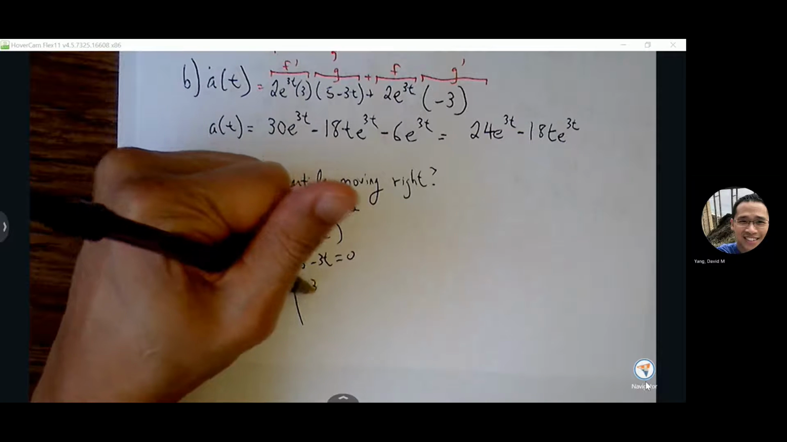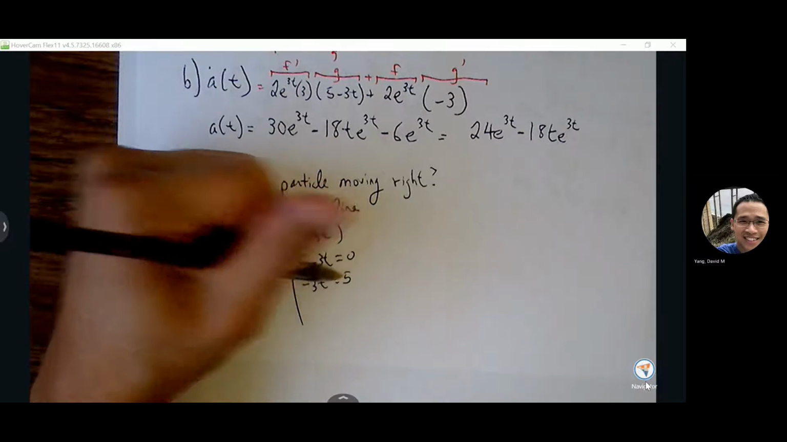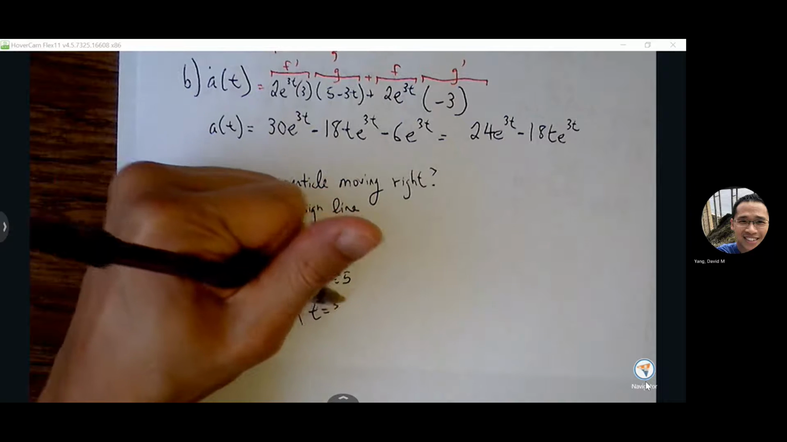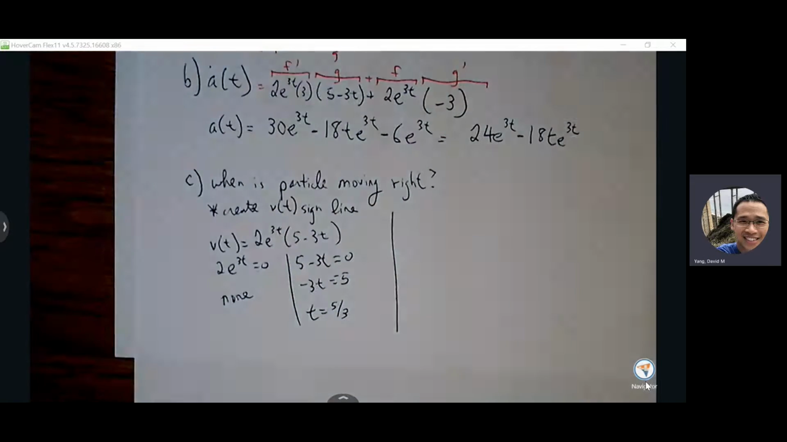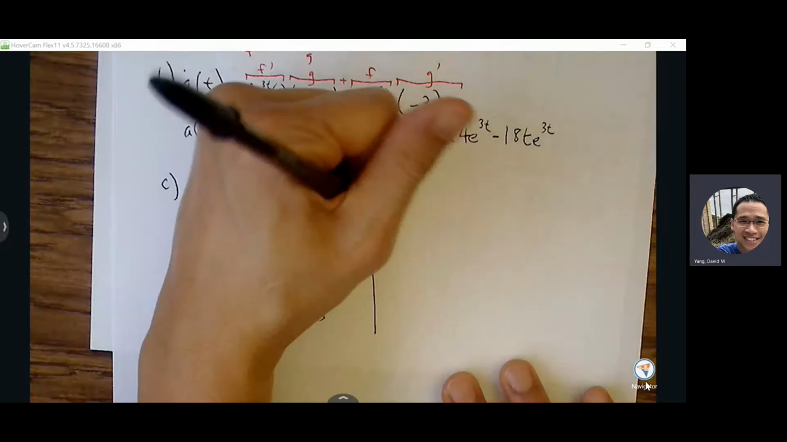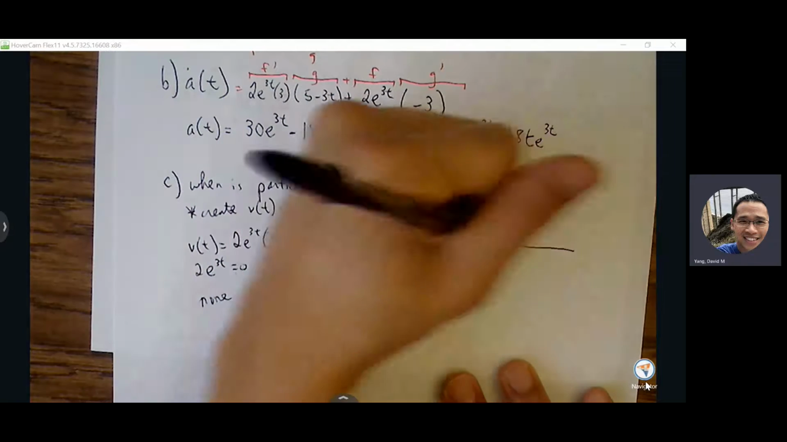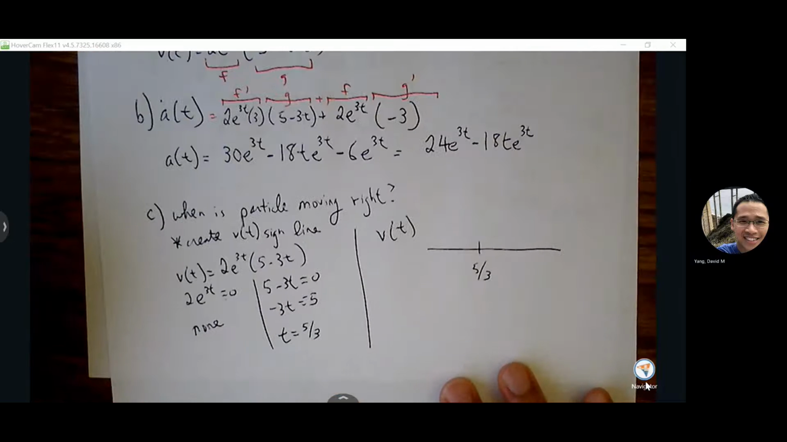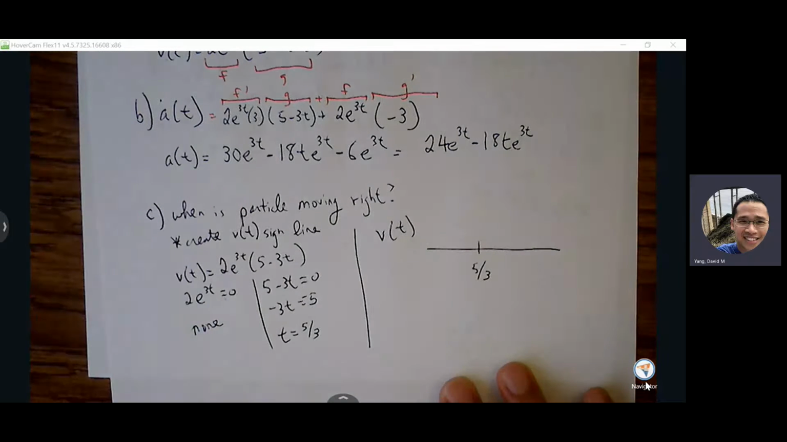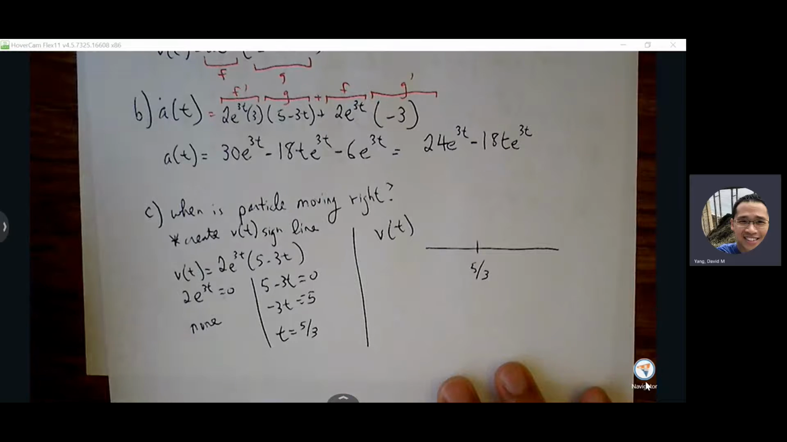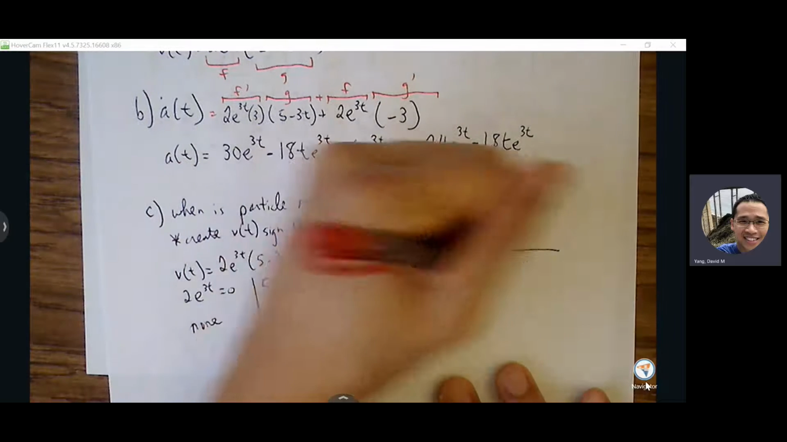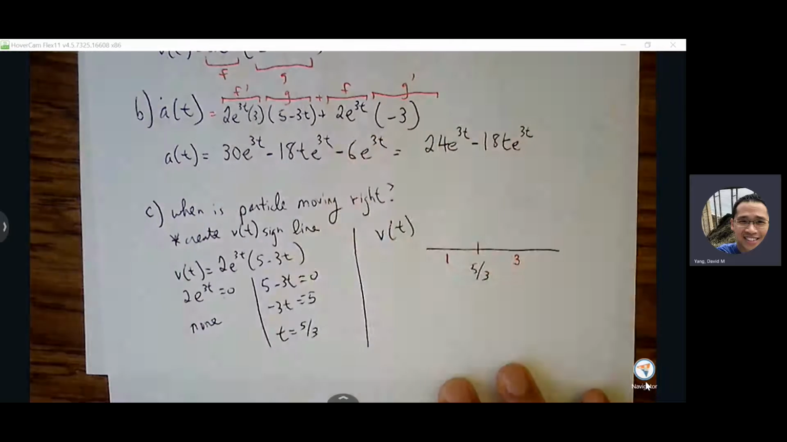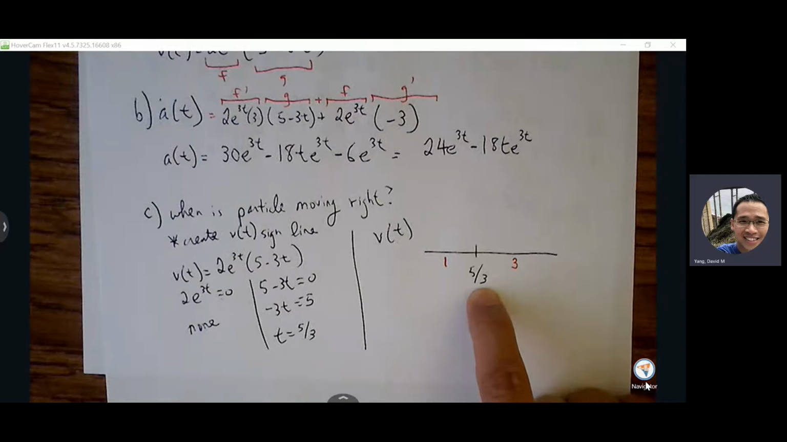Here. T equals 5/3. Velocity sign line. Okay, test each subinterval. Here I can choose 1. Here I can choose 2 or 3. 5/3 is more than 1, but less than 2.